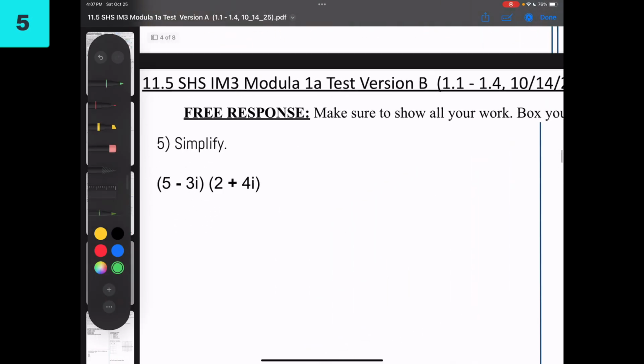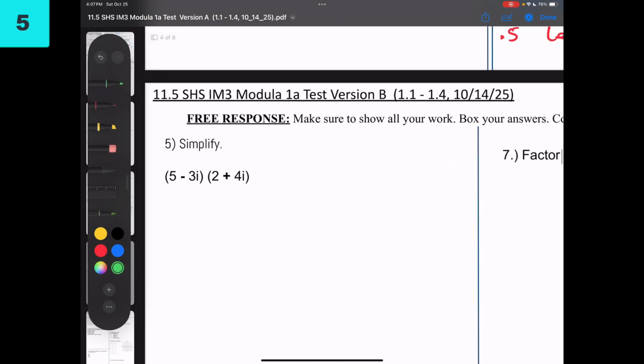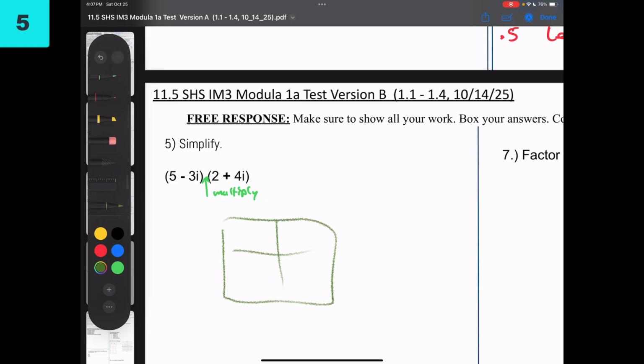All right, number 5, for your response, notice you are multiplying because there's no add or subtract. Now, if you didn't know how to do this one, I assigned this when I was absent, and you were required to watch this on the video to take notes. We're going to multiply first.